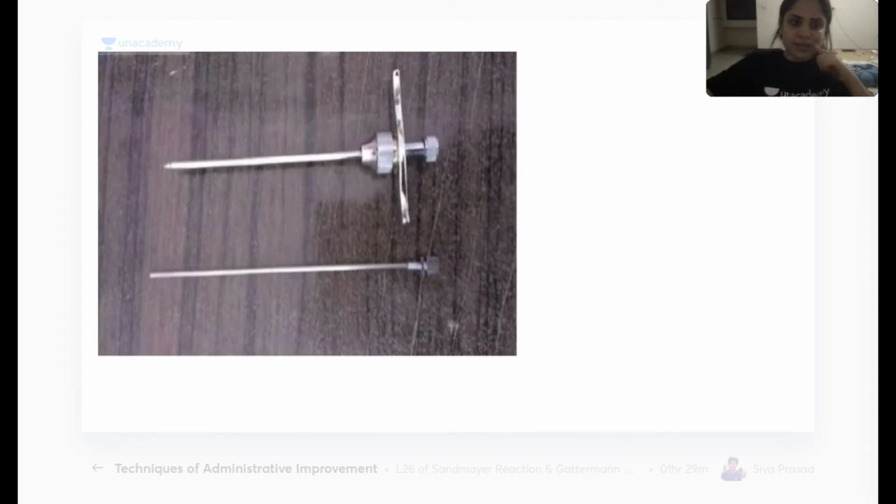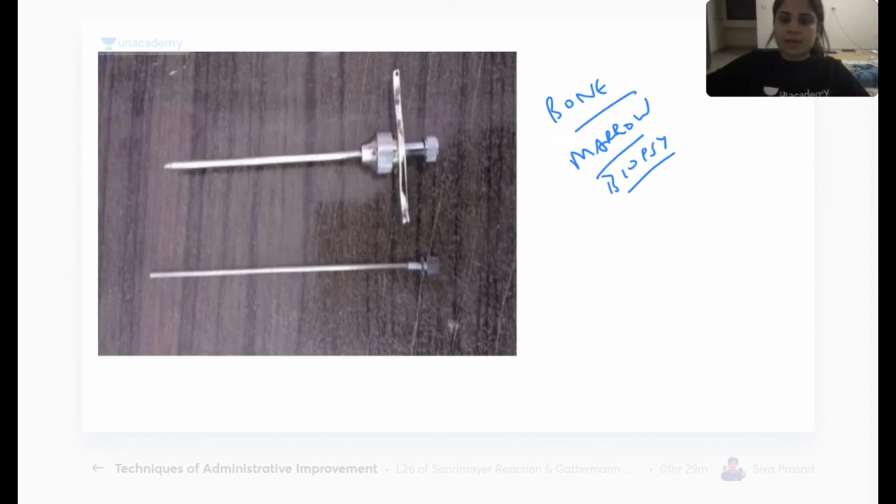Identify this instrument. Identify the use of the instrument. This is not an epidural needle, guys. This is a bone marrow biopsy needle. Absolutely correct. This is a bone marrow. Can you tell me whether this is a bone marrow aspiration or a bone marrow biopsy needle? Okay, this is a bone marrow biopsy needle.